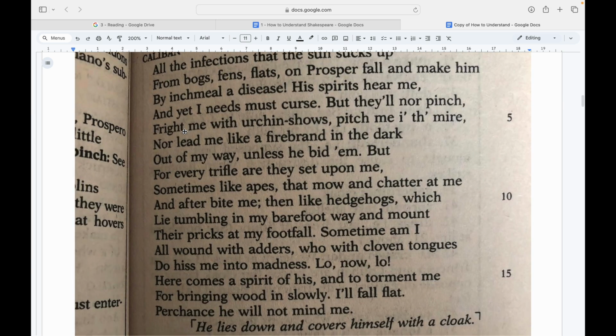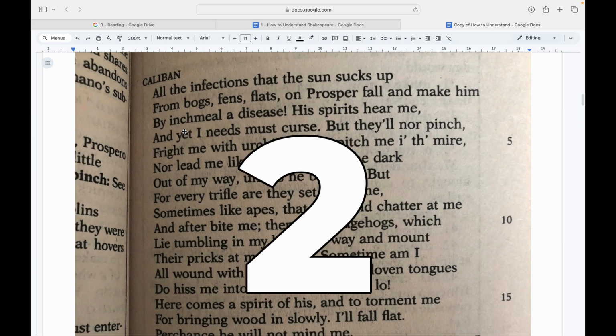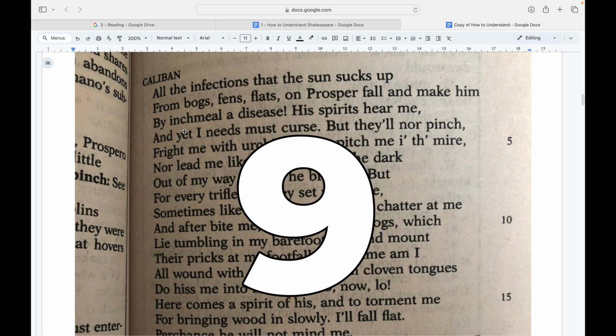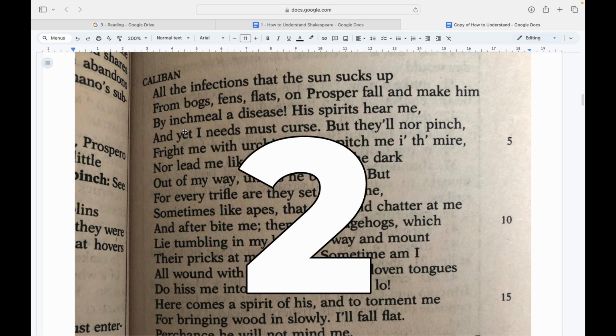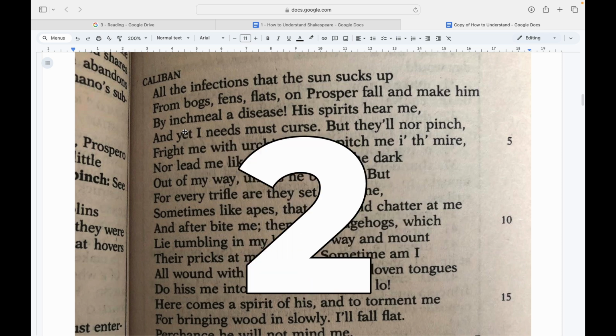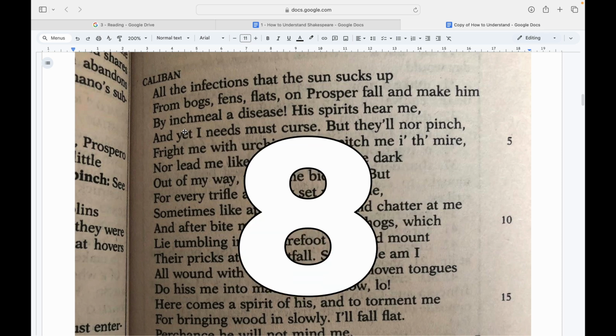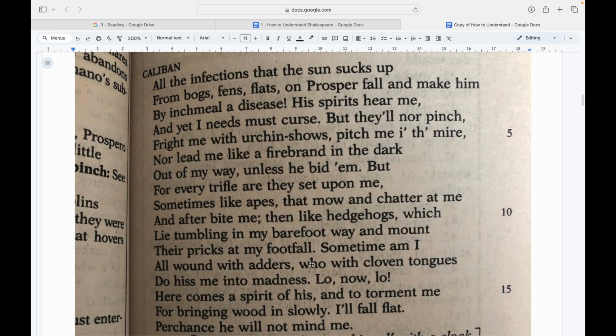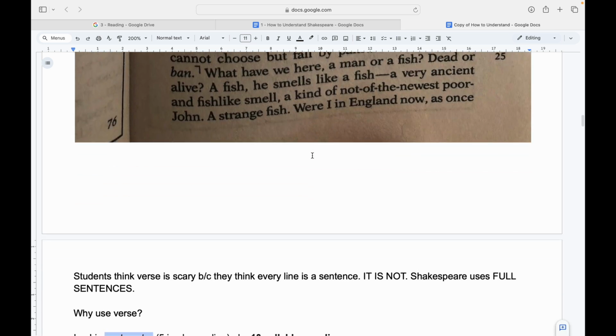So if we go back to this example here, all the infections that the sun sucks up, 10. From bogs, fens, flats, on Prosper fall and make him, 10. By inch-meal a disease, his spirits hear me, 10. Shakespeare does use full sentences. He just breaks up those sentences into 10-syllable lines.